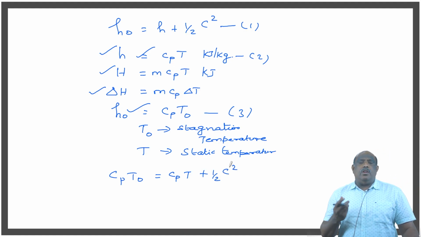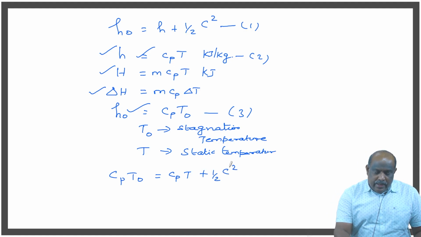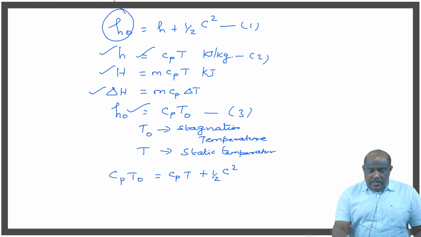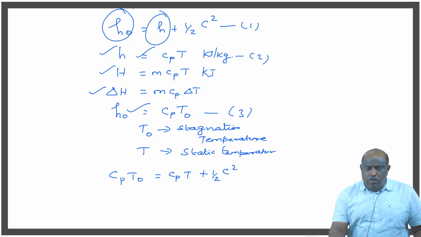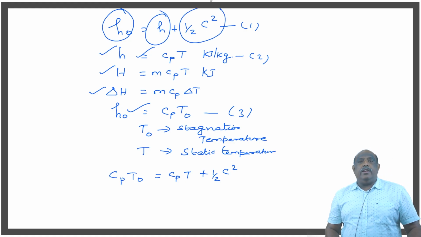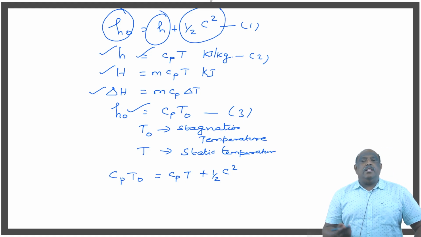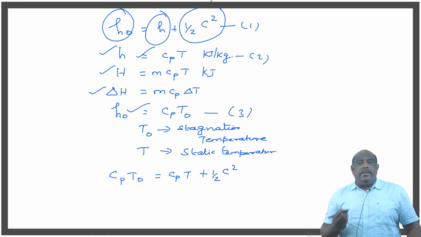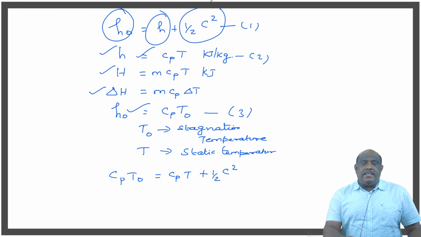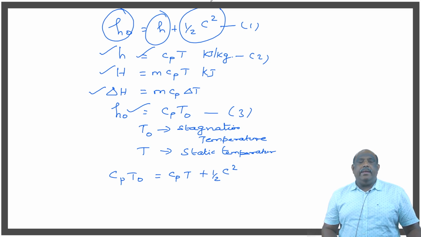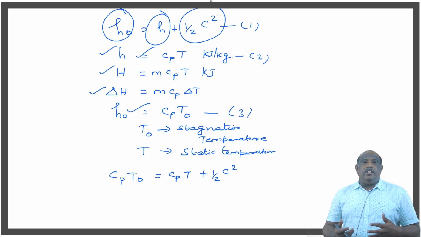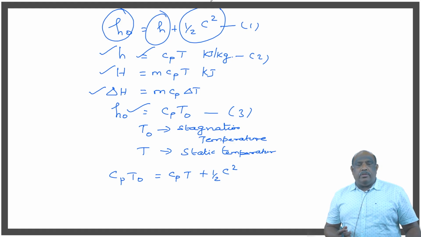Some of my students will ask a doubt: Sir, you told this is stagnation enthalpy, this is static enthalpy, then how can we call this term? We can call this term dynamic enthalpy also, because the stagnation enthalpy is also known as total enthalpy. So the total enthalpy equals static enthalpy plus dynamic enthalpy. So we can call this term dynamic enthalpy, the term which corresponds to the dynamic portion of the enthalpy.